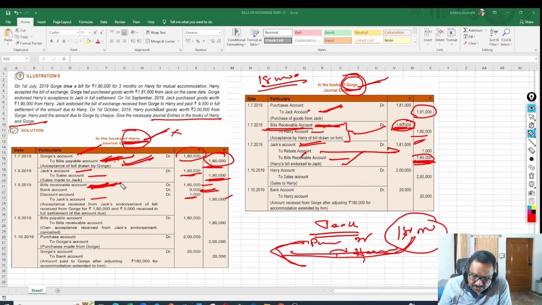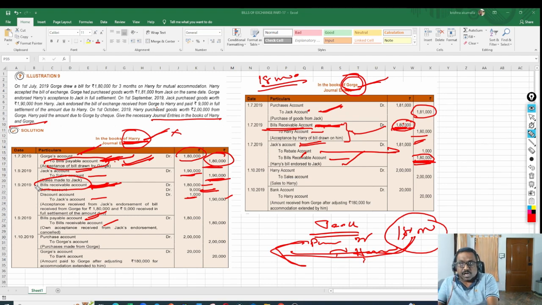So what he did is he has to debit bills payable account and credit bills receivable account. Why does this entry have to be posted? Because that bill was accepted by him and drawn by George, and George endorsed that bill to Jack. From Jack it has again come back to him. Hence we are cancelling, because it is payable by him and it has been received by him as a receivable. So payable and receivable, both sides it is there. So we are cancelling that. So bills payable account debit and bills receivable account credit 1,80,000 rupees.